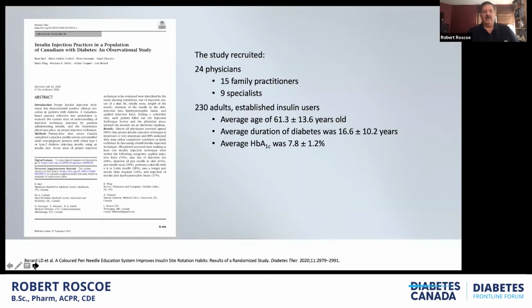This is kind of emphasized by a Canadian observational trial just recently released that involved 24 physicians and 230 adults. On the physician side, we were looking at the attitudes and the importance they thought of injection technique, and the same thing on the patient side, but we were also looking at the challenges a patient would feel when they're doing their injections.